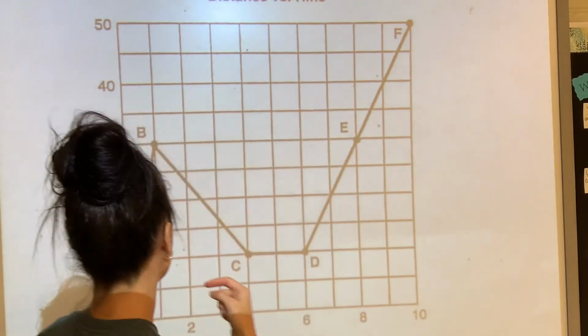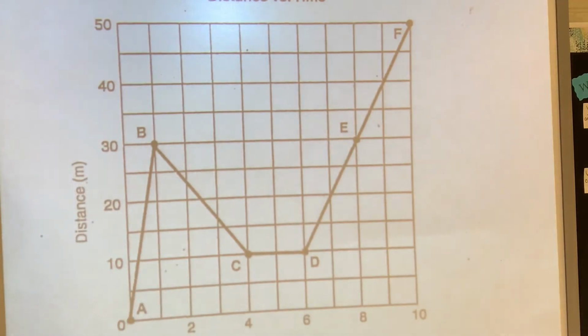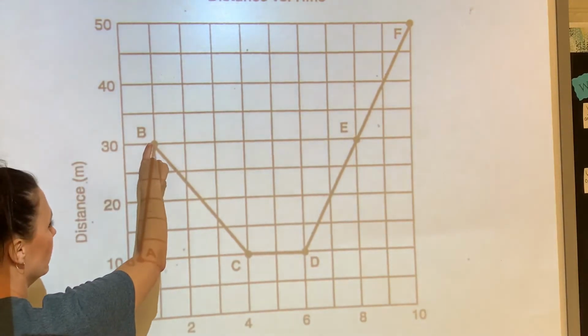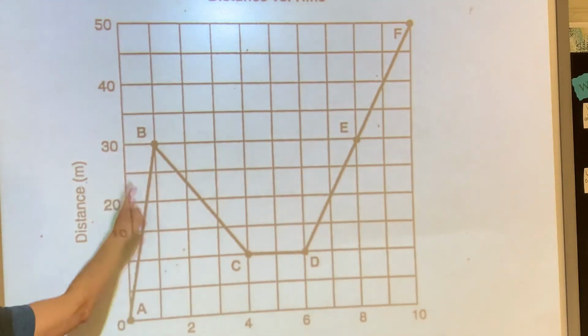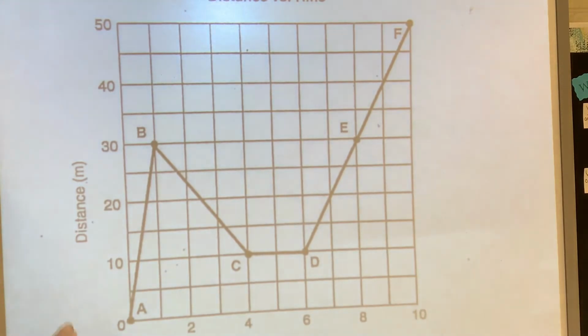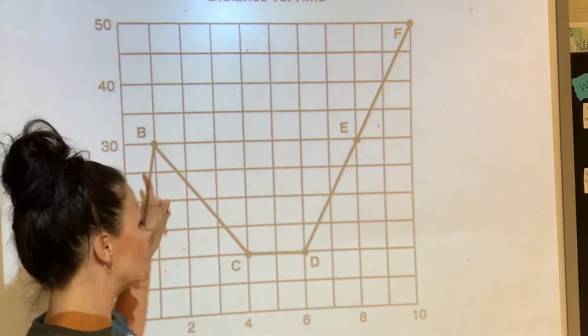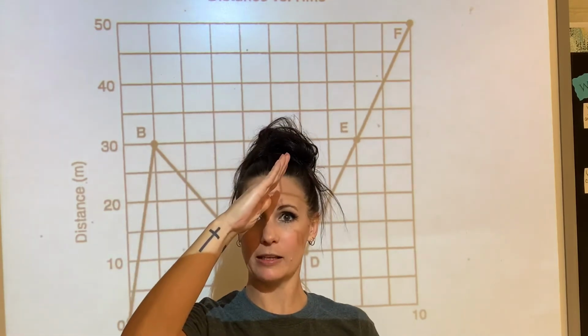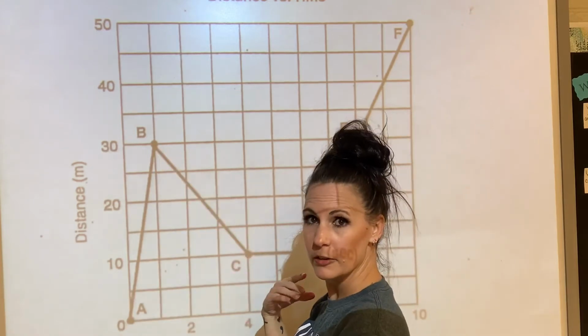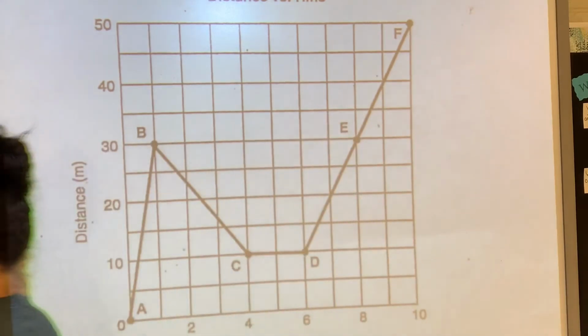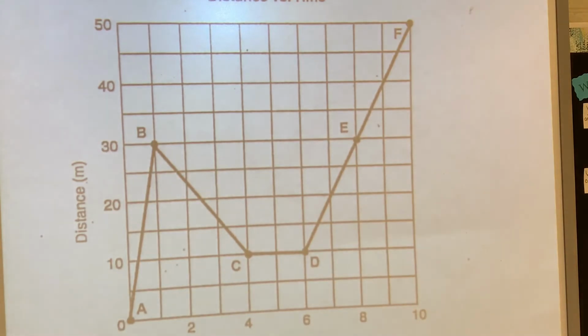So the first thing I want you to do after you sketch this in, I want to talk about from 0 to 1 second, because I know this line is going to give me 1 second. So what happened to my distance when I started from A to B? Well, if you look at it, it's going upward. So obviously my distance isn't 0 anymore. It went up to 30. So my distance increased, and I got farther away from the starting point. If my distance increased, then I know I started moving forward.